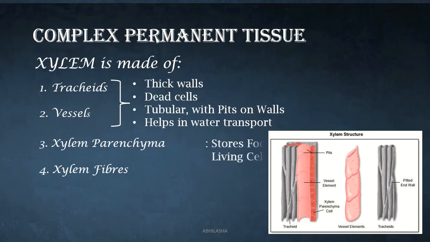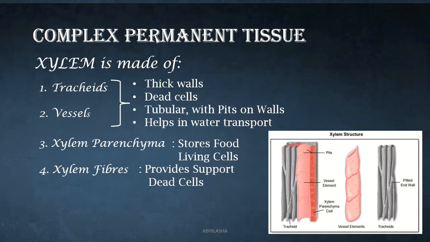The xylem parenchyma stores food. These are parenchyma, which means they are living cells. And then the xylem fibers, these are fibers, which means they are sclerenchymatous cells. They are dead cells and they provide support to the xylem.